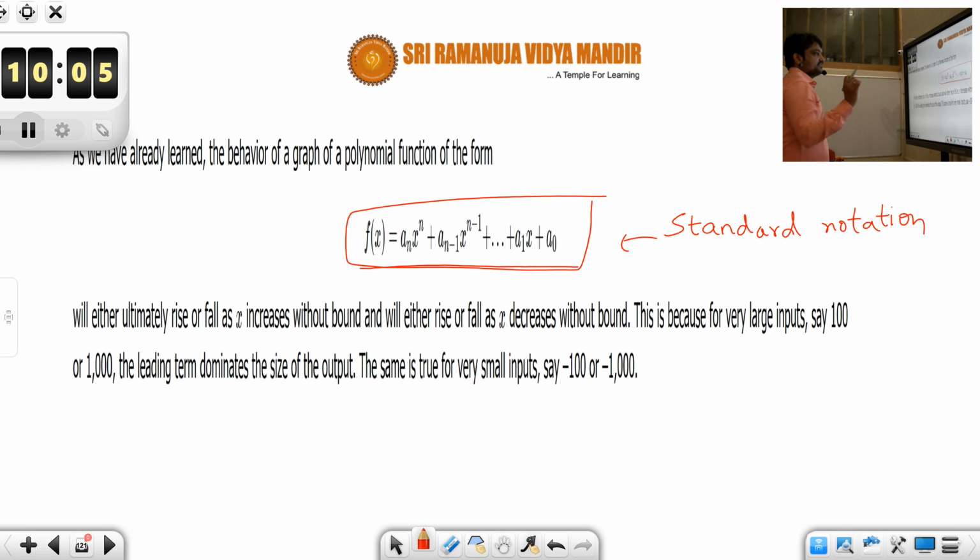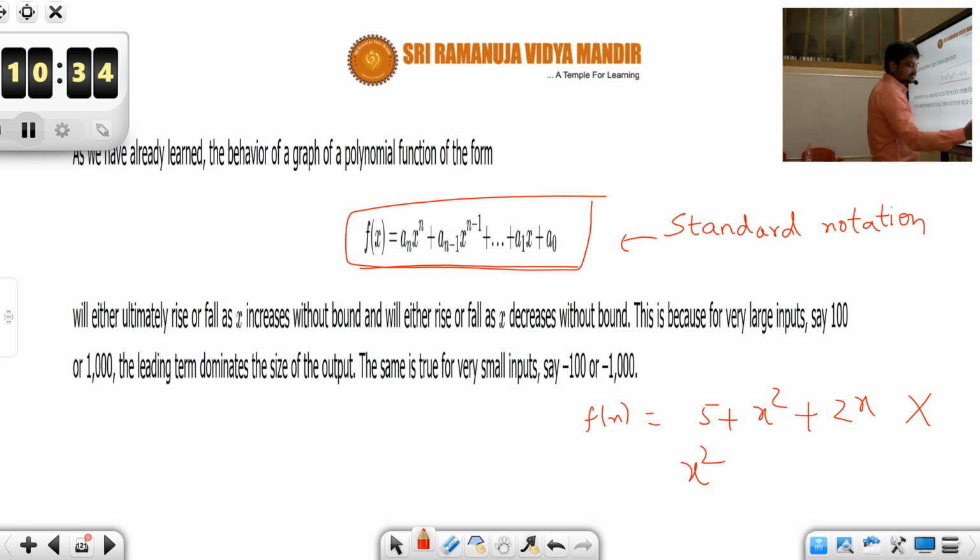So for example, if you are given f of x as some polynomial, say 5 plus x square plus 2x, this is not the standard notation. Standard notation is to express the highest exponent term first, and then the next, and then the next one. So this is what we call standard notation. Now, a polynomial of this form will either ultimately rise or fall as x increases without bound, and will either rise or fall as x decreases without bound.